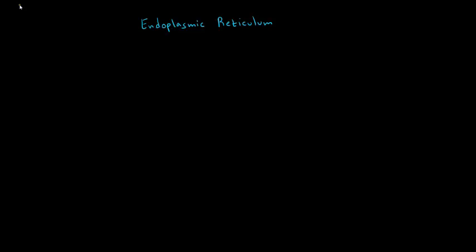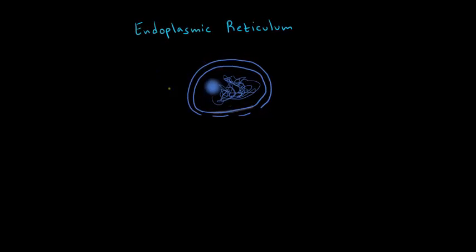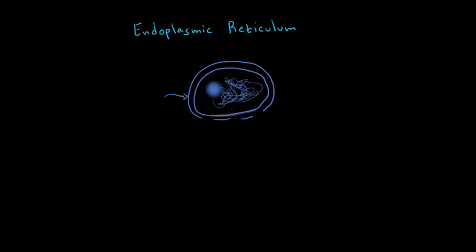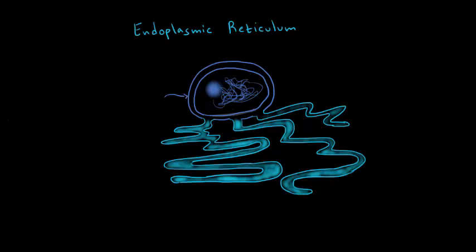The endoplasmic reticulum is an organelle in the cell that buds off of the nucleus. So let's say that this is the nucleus of a cell. It has a nuclear envelope, which is a double membrane structure. And this is the endoplasmic reticulum. Notice that the space in the nuclear envelope is contiguous with the lumen or space of the endoplasmic reticulum.